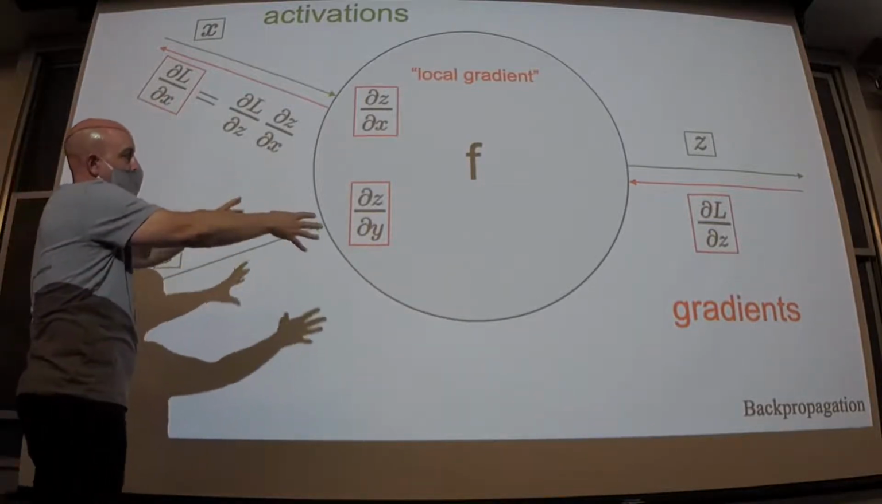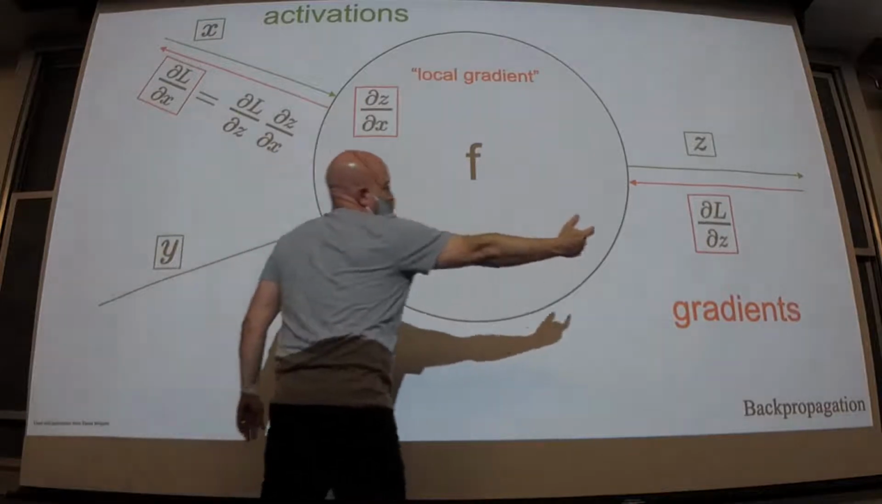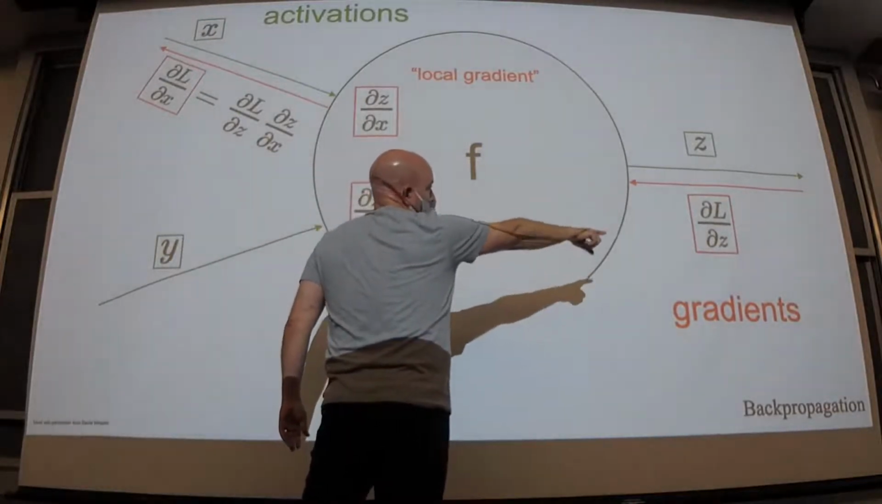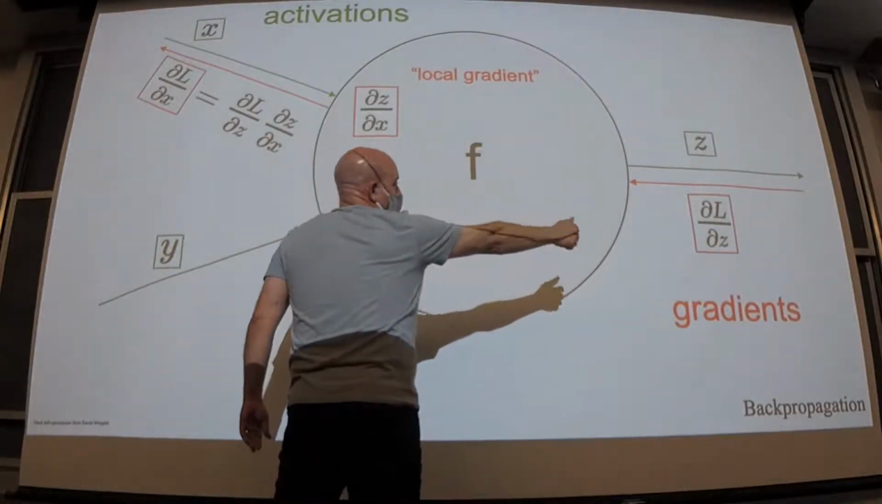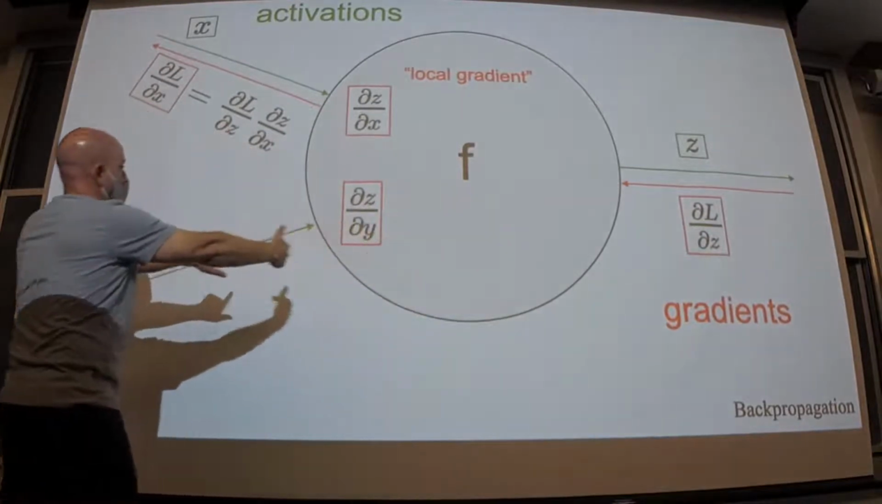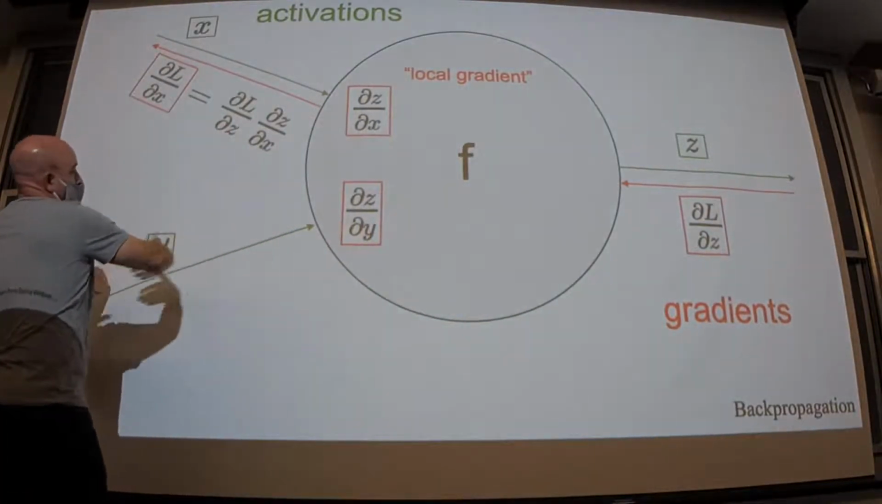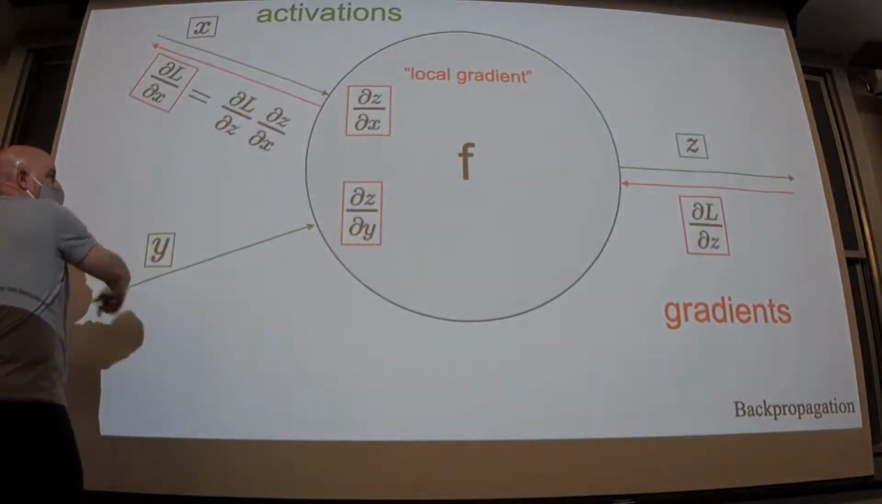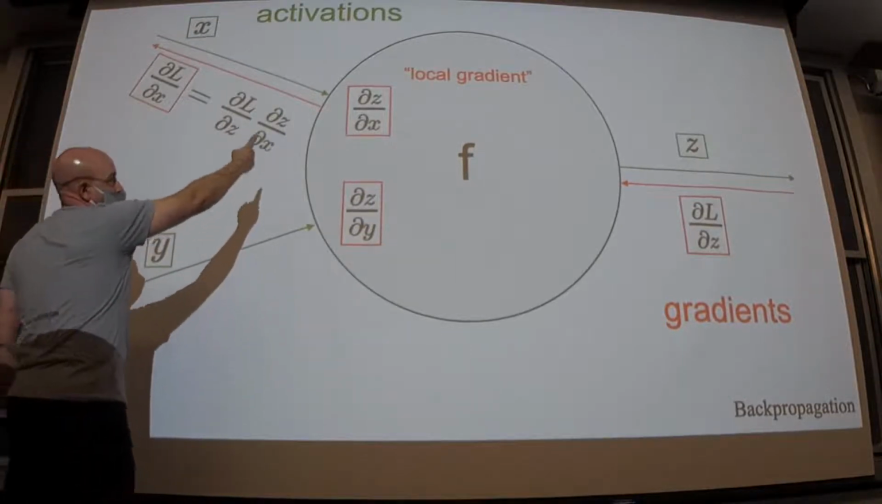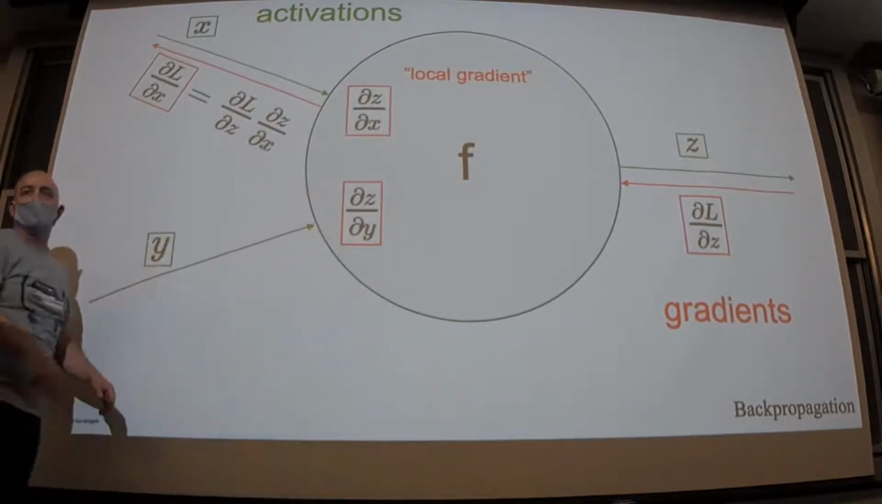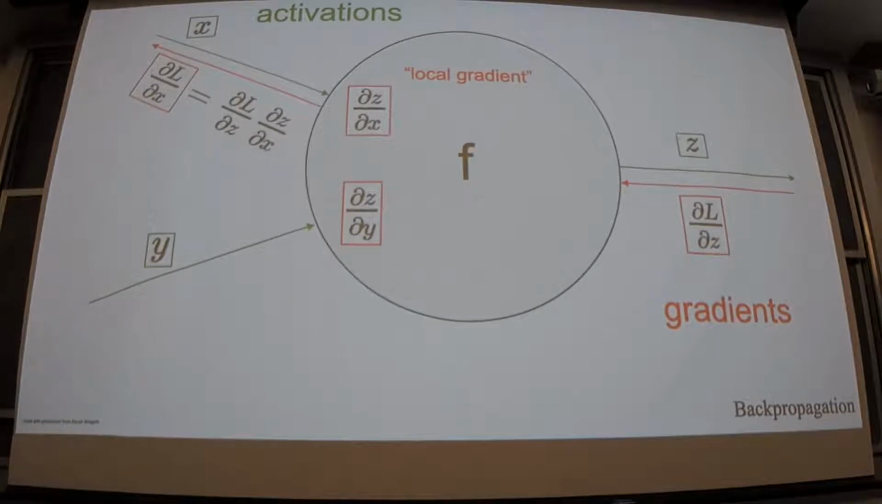At every node, once you get that downstream derivative, to pass it back further and further upstream, you just compute local gradients and multiply with them. And then it just keeps going and going and going.